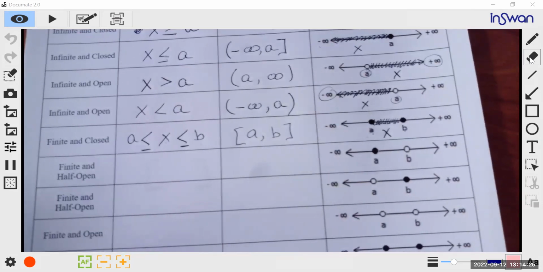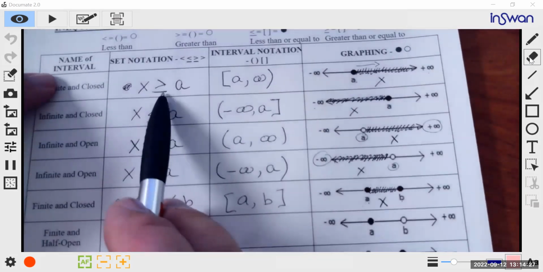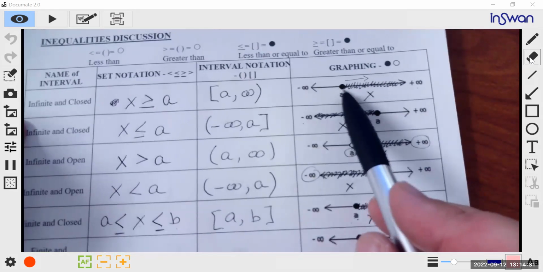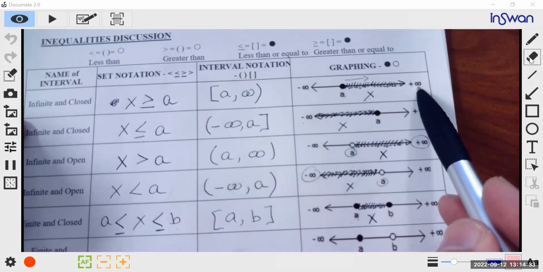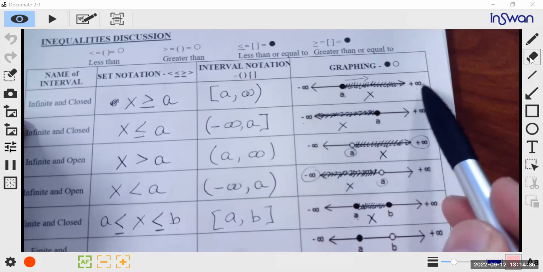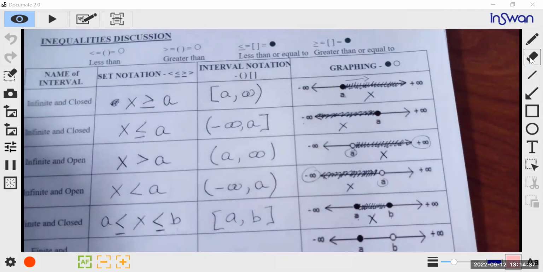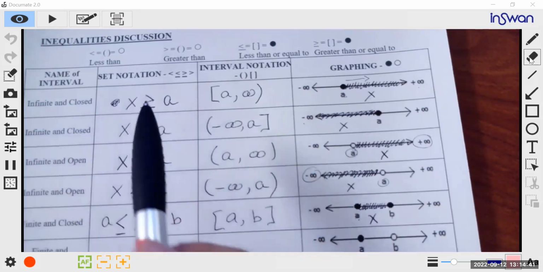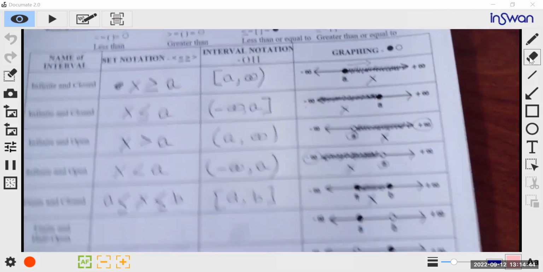Each of these has a beginning and an end, even these infinite ones. X is greater than or equal to A. So it begins at A and goes on to infinity. Since it goes to infinity, I don't have to put that part in there. All I need to know is it's greater than A, which means it's always going to go in one direction.